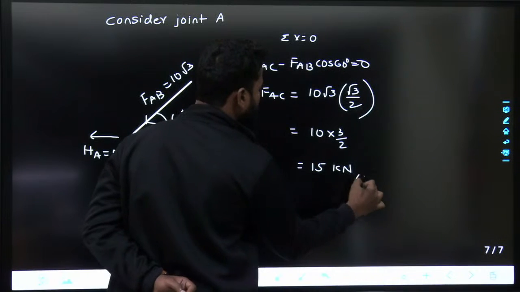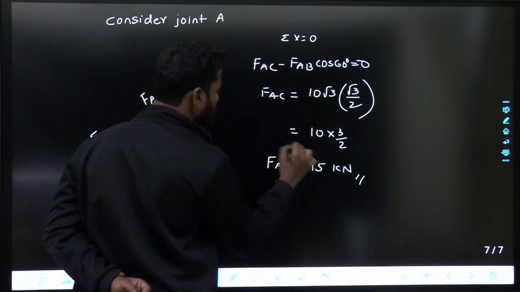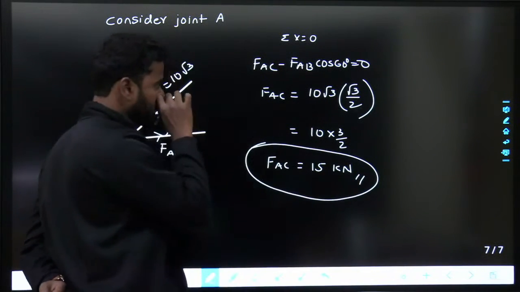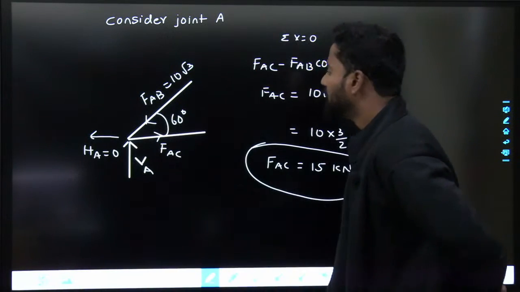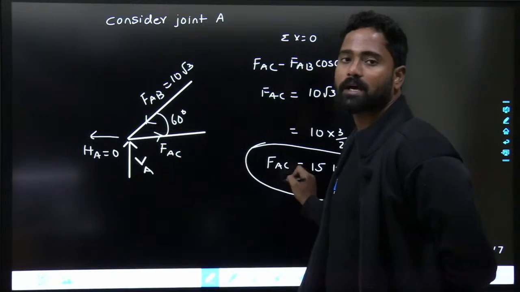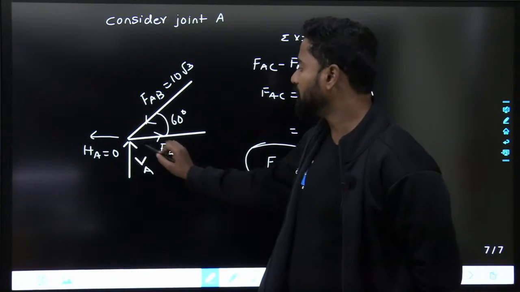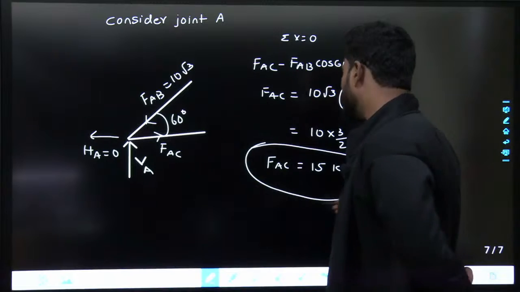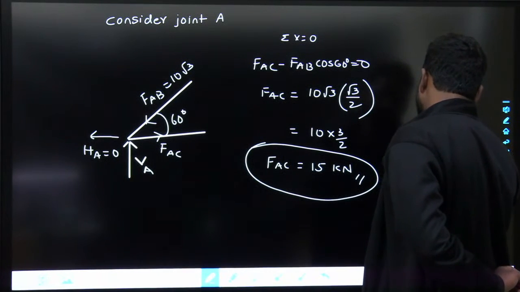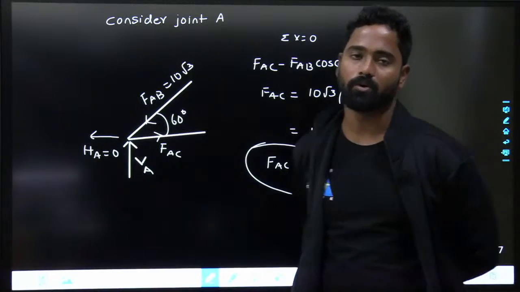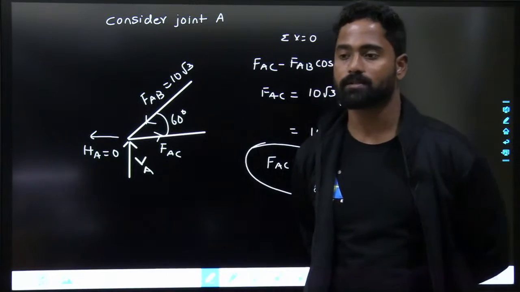You got 8.66 kilonewtons. I don't know how you people got 8.66 kilonewtons, but this is the answer. It is positive, which means the assumed direction is correct. The assumed direction is away from the joint. Away from the joint means it is tension. Force in AC is tension, 8.66 kilonewtons. Any doubts in this?